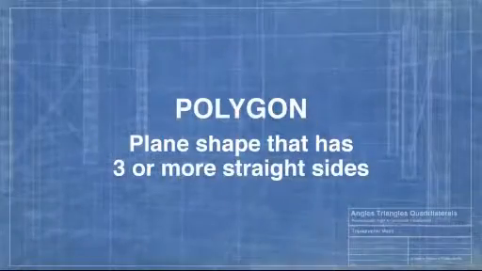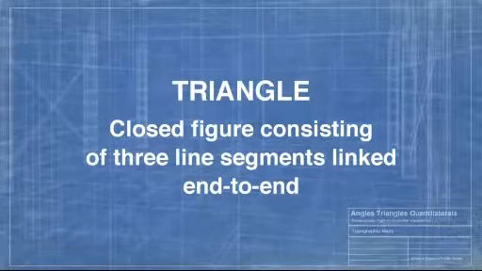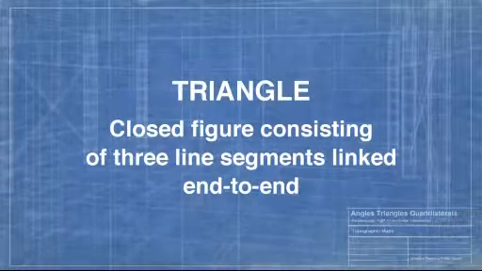A plane is a flat surface, like your tabletop or a flat field. A polygon is a plane shape that has three or more straight sides. They're the key components of triangles and quadrilaterals. So what makes a triangle a triangle? A triangle is a closed figure consisting of three line segments linked end to end. We see triangles everywhere, especially in architecture.